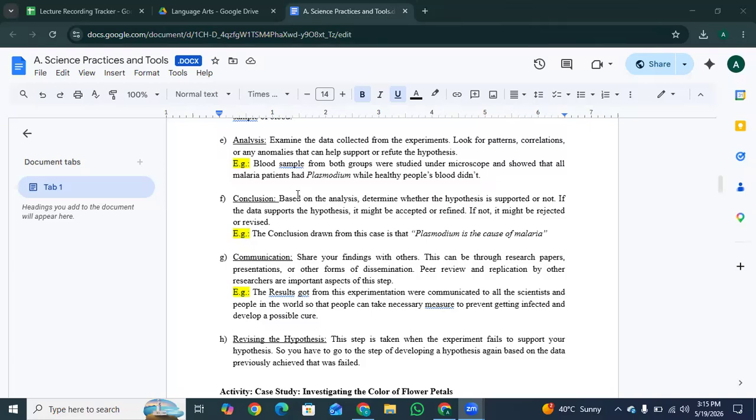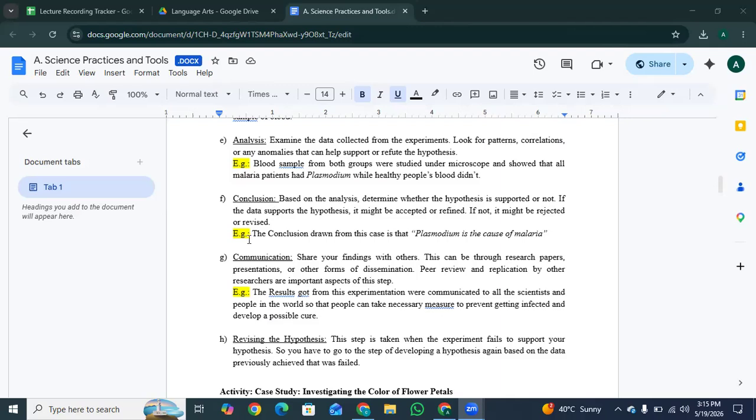So the next one is conclusion. Based on the analysis, determine whether the hypothesis is supported or not. If the data supports the hypothesis, it might be accepted or refined. If not, it might be rejected or revised. You can say that it is looking at the results of your analysis and making a final judgment, deciding if your initial guess, which is the hypothesis, was correct or wrong. If it was correct, it is accepted. If not, it is rejected.